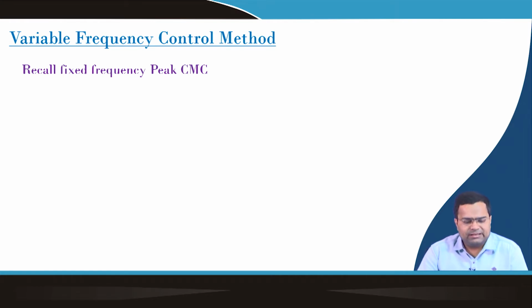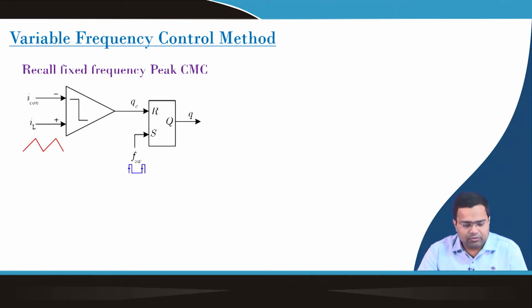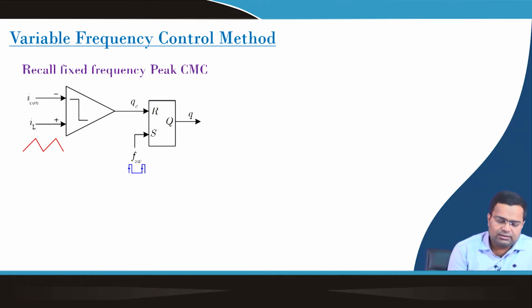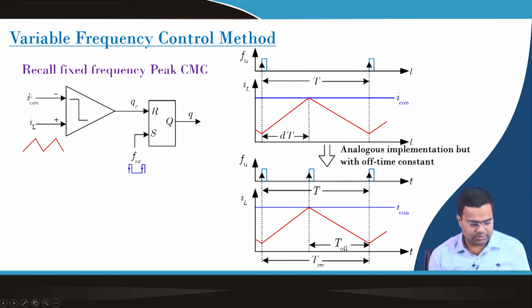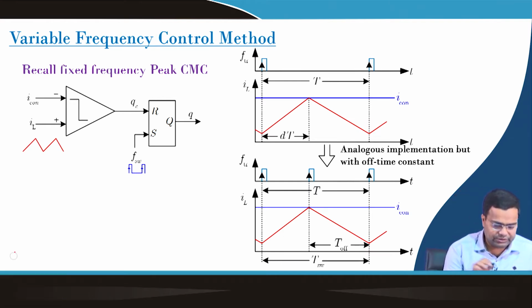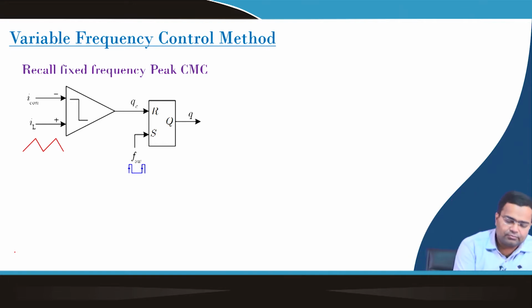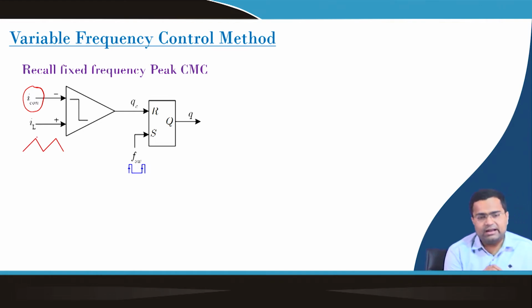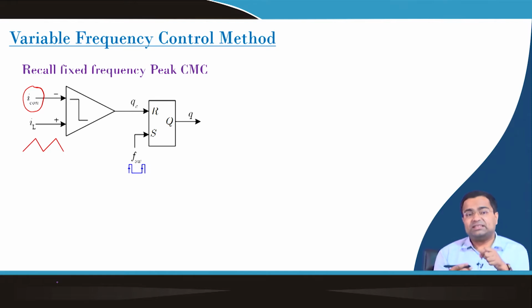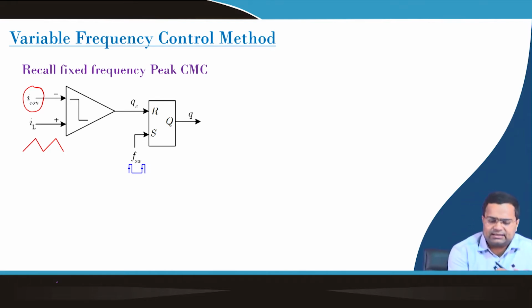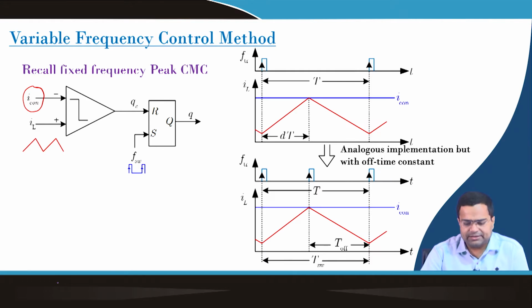If you recall fixed frequency peak current mode control, this is my control current, that means my peak current reference. This reference will be compared with the inductor current, and the output of the comparator is used to reset the latch. We have already discussed this in the fixed frequency control technique.